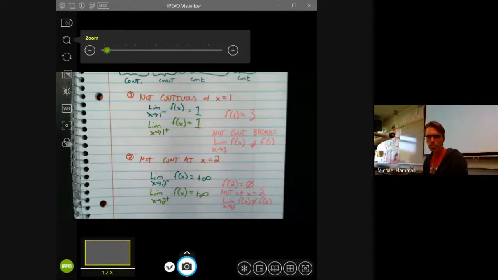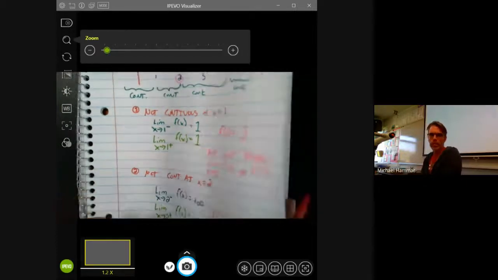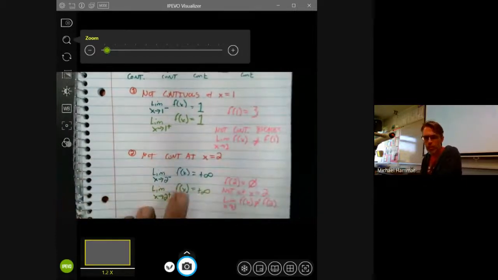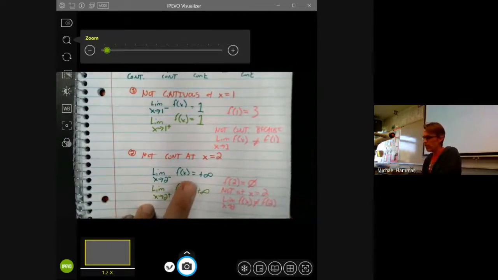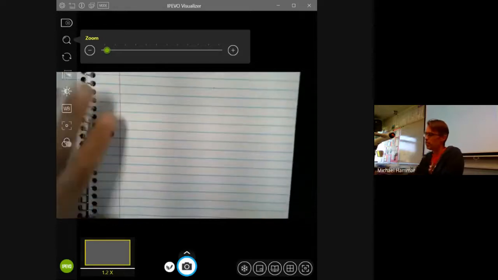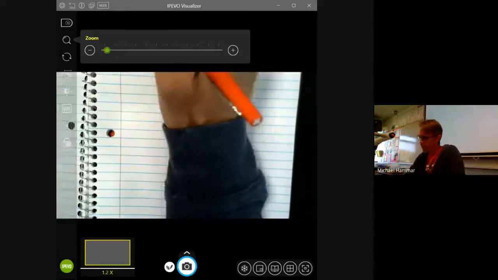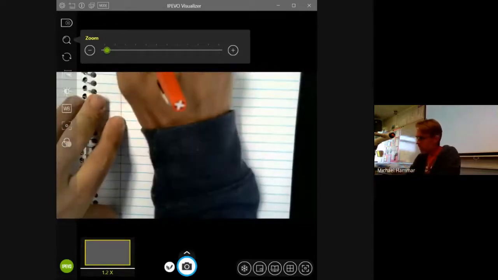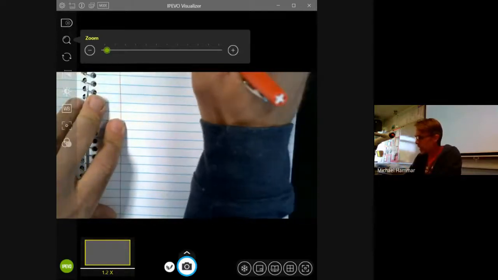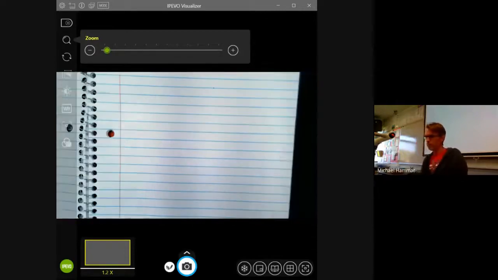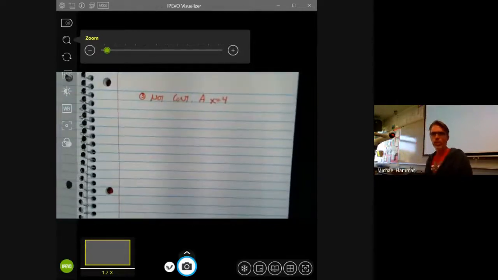Okay? So let's take a look at our last and final place where it is not continuous. Now I'm going to need to flip back and forth from my pages, so don't worry about it, but let's take a look at the last ones. So the last one is at f of 4. So number 3, it is not continuous at x equals 4. Okay?